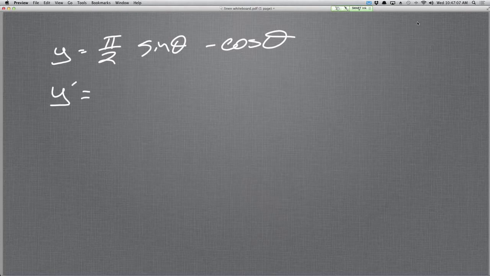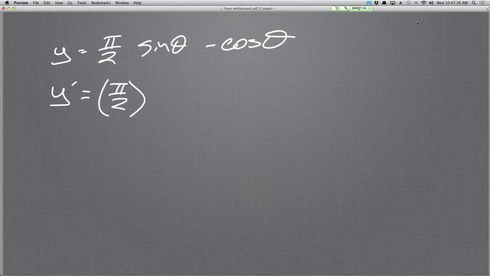Now, what is that pi over 2? What can I label that pi over 2? It's a constant coefficient. So what happens to constant coefficients when I'm taking derivatives? They stay the same. So that pi over 2 is going to stay.